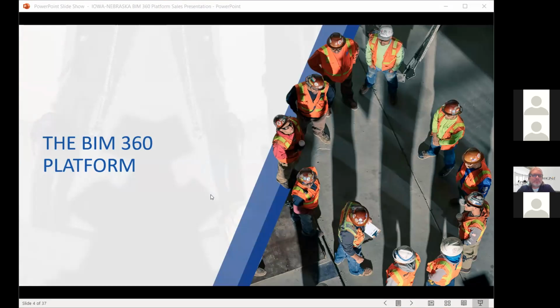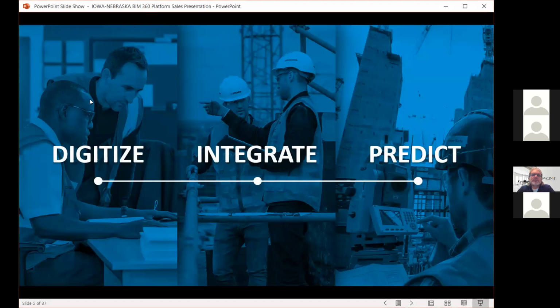But anyways, BIM 360 is a platform. What I would like to do here is just give you a little bit of overview of what BIM 360 is, what its strengths are, and then go into a live demonstration of how you can use this in the utility space, specifically in substations. The whole point of the BIM 360 platform is to digitize, integrate, and predict, and really from the design all the way through construction to project handover and operations at the end.